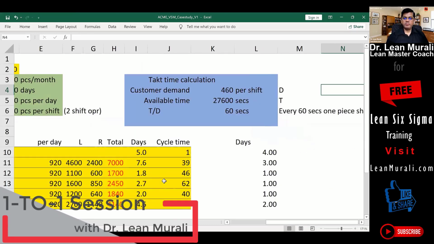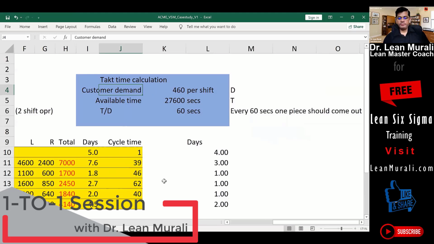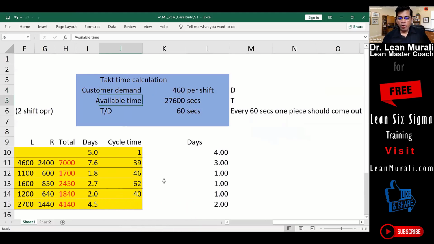Let's see. Now takt time calculation. What is takt time? All of you write. Available time will come in the numerator or customer demand will come in the numerator? They have a small doubt. See, the unit is seconds. If the unit is seconds, definitely time should come on the top. As simple as that. So have that logic. If the logic is clear, turnaround time is different. This is called takt time.